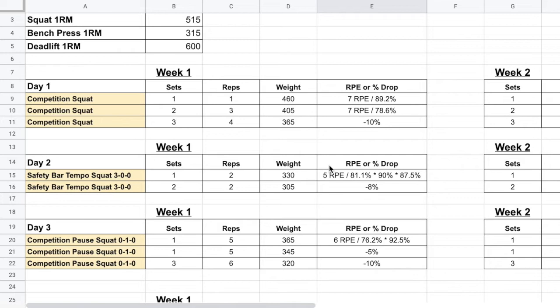If we can do things like pause squats and tempo squats and safety bar versus just comp squatting year round, it tends to allow us to still train at higher relative intensities, but we don't get beat up near as much. As well as, if I plan this to be a comp squat day versus a pause squat day, this day now induces more fatigue.